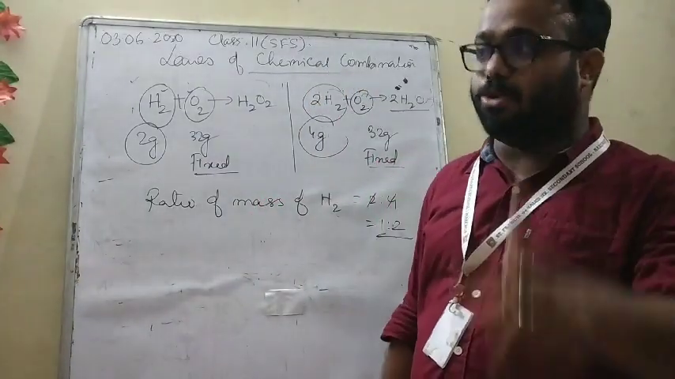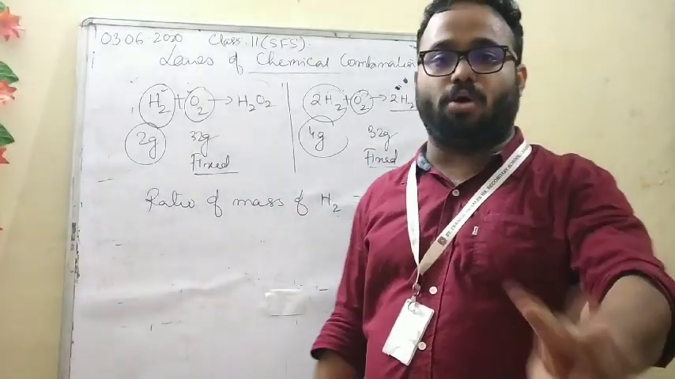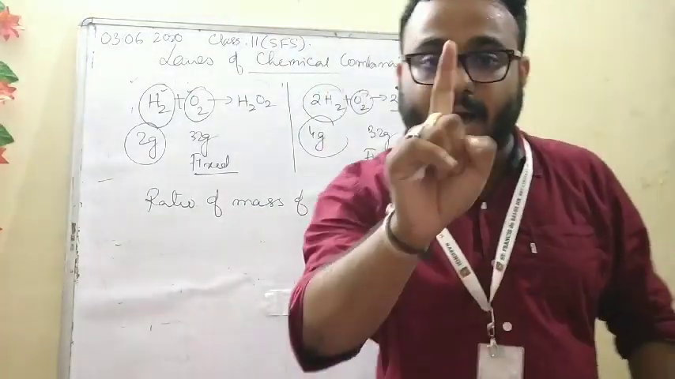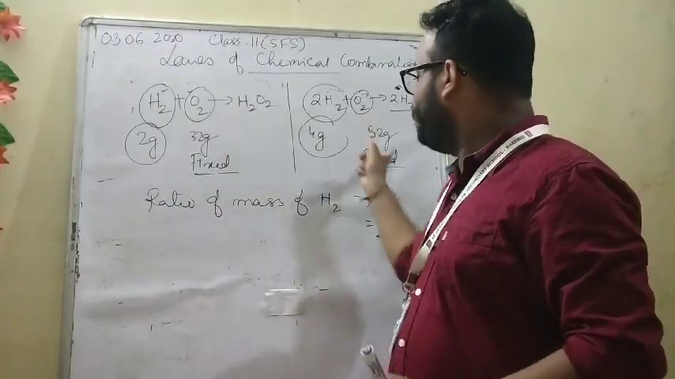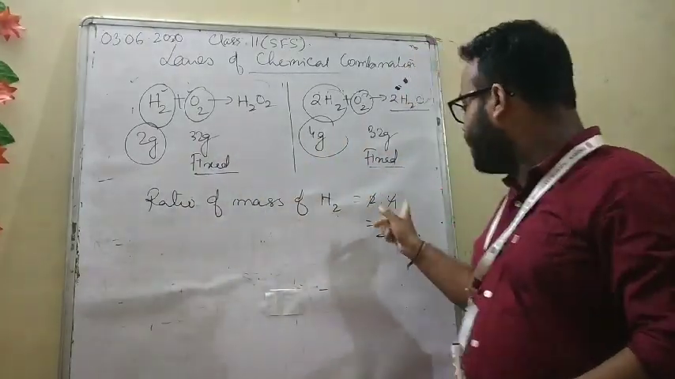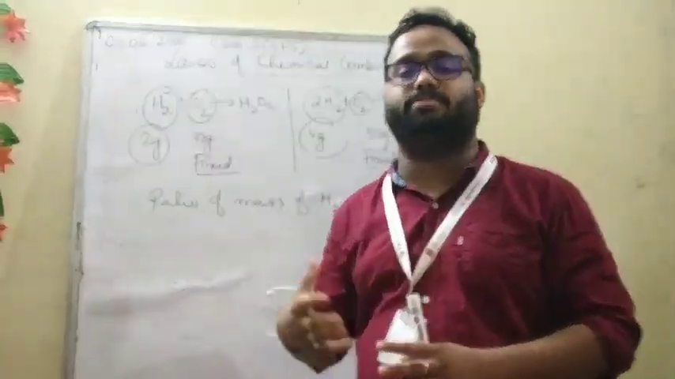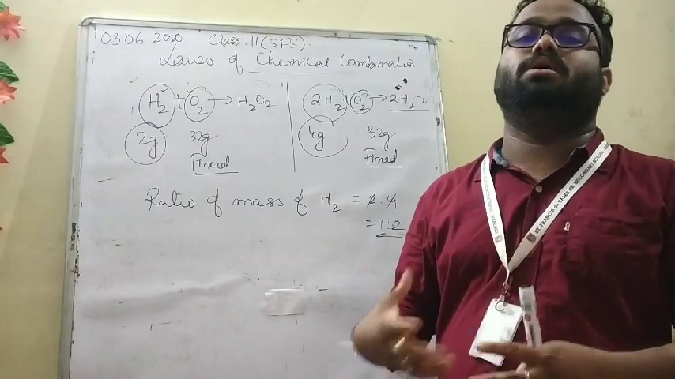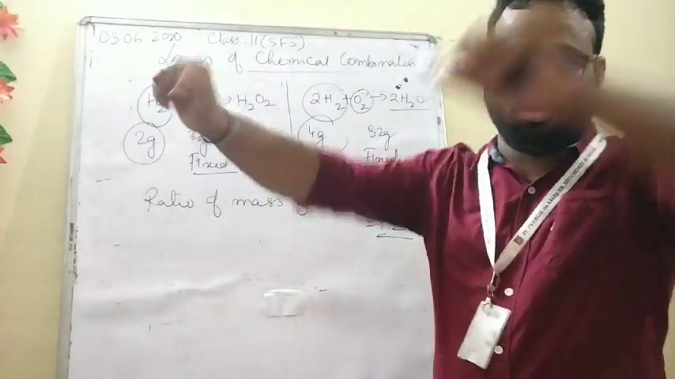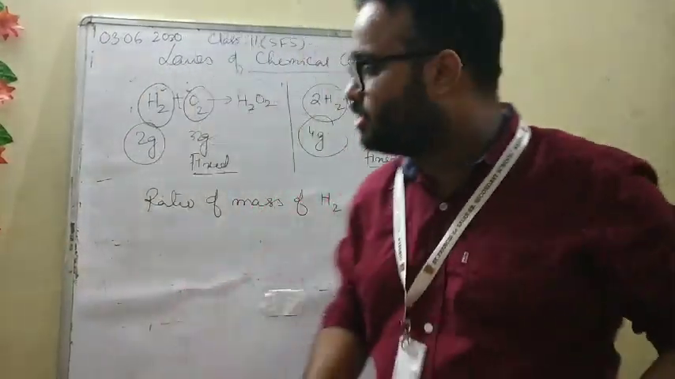So this is the law of multiple proportion. Means in multiple proportion, if two elements form more than one compound, then ek ka mass fix rehta hai. Aur dusra ka mass jo hai, wo hamesha aisa simple whole number mein rehna chahiye. That is the main concept of this particular law. Okay? So last we discuss law of Avogadro.